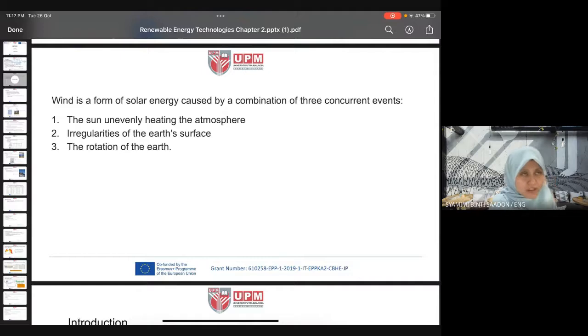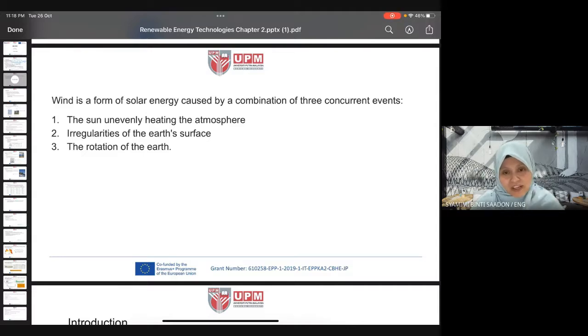Next. Wind is a form of solar energy. So actually, this wind energy is somehow a form of solar energy. It's a bit janggal, how do you say, when we say that wind is one form of solar energy. It is one form of another technology.